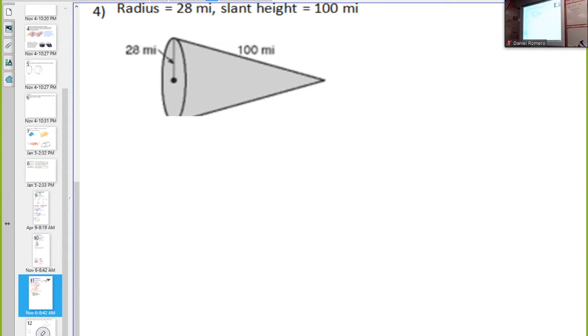Remember, in terms of pi means that the pi should be part of your answer. And if the pi is part of your answer, what do you not have to do? Round. That's the big thing: to round or not to round. And if they tell you to leave it as a pi, then you leave it as a pi.